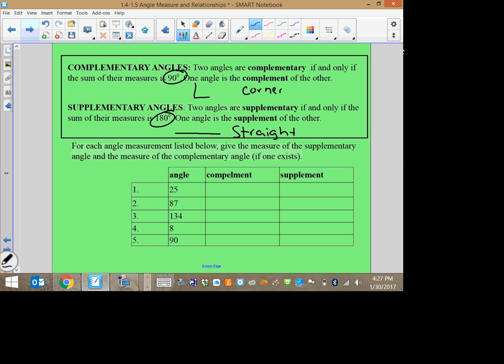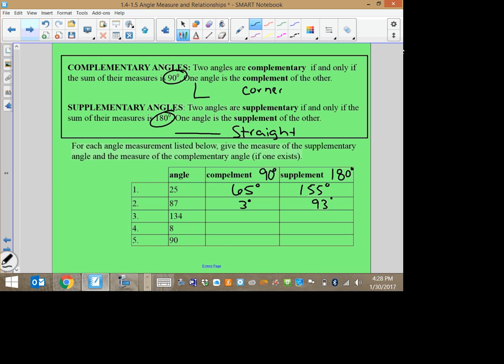All right, so now looking at these, if we're given an angle of 25, what is the complement? Remember, it has to add to be 90 degrees. So the complement would be 65 degrees. The supplement, they have to add to be 180 degrees. So the supplement would be 155 degrees. Continuing on, 87 plus 3 is 90, and 87 plus 93 is 180.